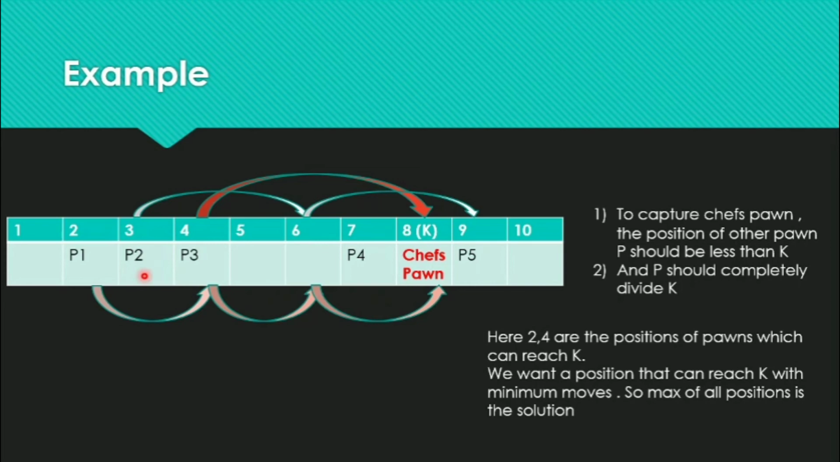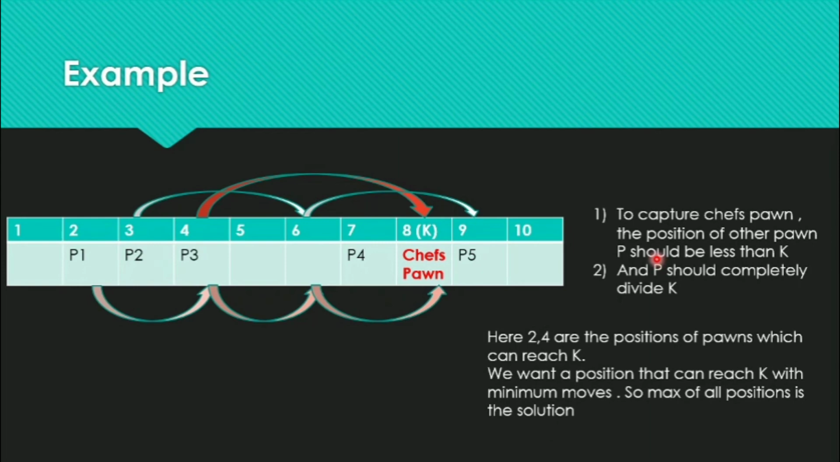So here 2 and 4 are the positions of 2 pawns which can reach position K. Here 4 is closer to K and it divides 8, that is K, completely. So the max of all the positions which can capture chef's pawn is the solution to the problem. Now let us understand this logic again.